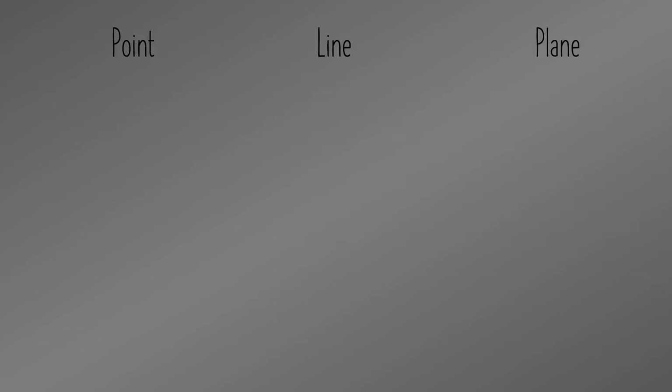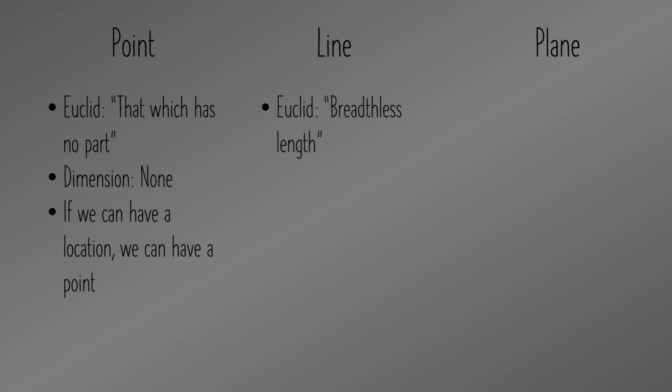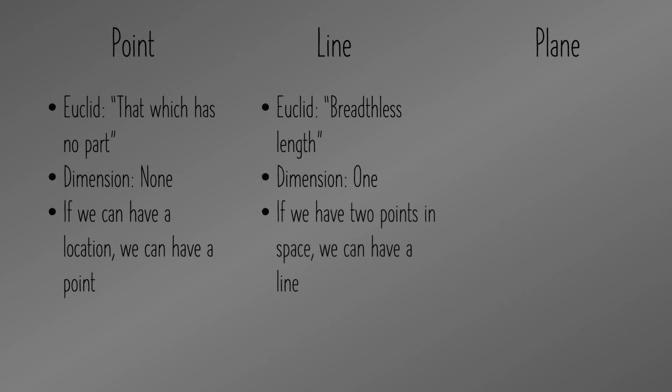So you're thinking, we've already defined these, and yes, you're right to an extent. So let's back up and talk about what we know. We know Euclid says a point is that which has no part, and there is no dimension here, meaning there's no physical extent. However, we do have a location with a point. With a line, Euclid says this is breadthless length. We have one dimension when we have a line, and we know that if we have 2 points in space, we can have a line.